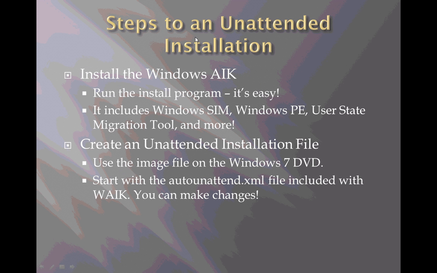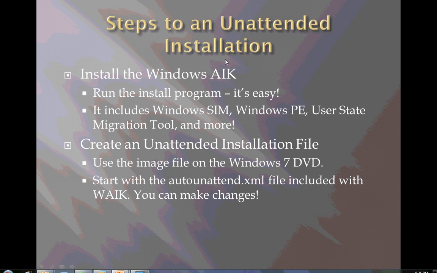So let's next talk about the steps to an unattended installation. The first one is to install the Windows AIK, which we've already done. The program was easy to run, it was just a big file to install, and it includes all these wonderful tools for doing installations, and we've looked at some of them. The next job, and that's what we'll do in this video, is to create an unattended installation file using the Windows image file on the Windows 7 DVD, starting with that unattend.xml file that the Automated Installation Kit gave us, and then we're going to make some changes to it. So that's what we're going to do.